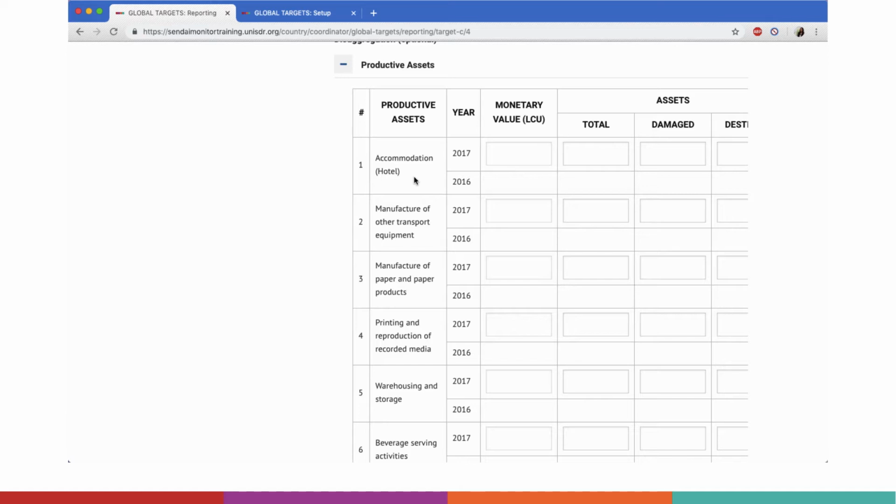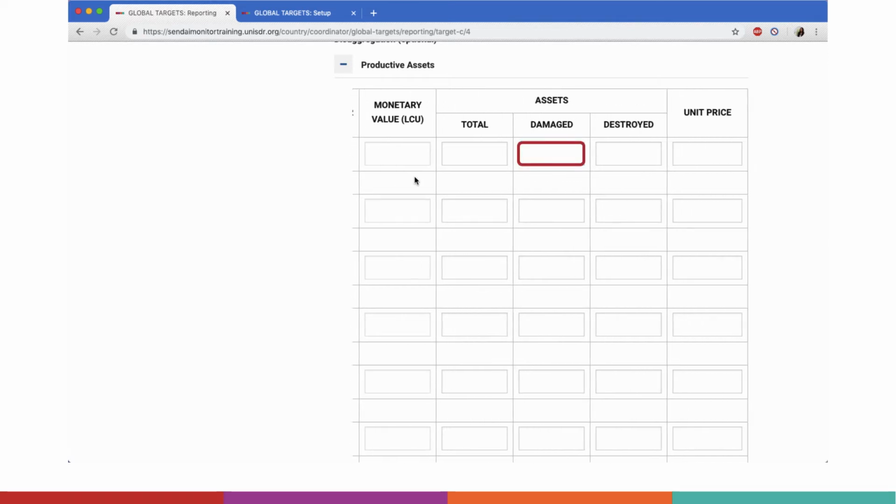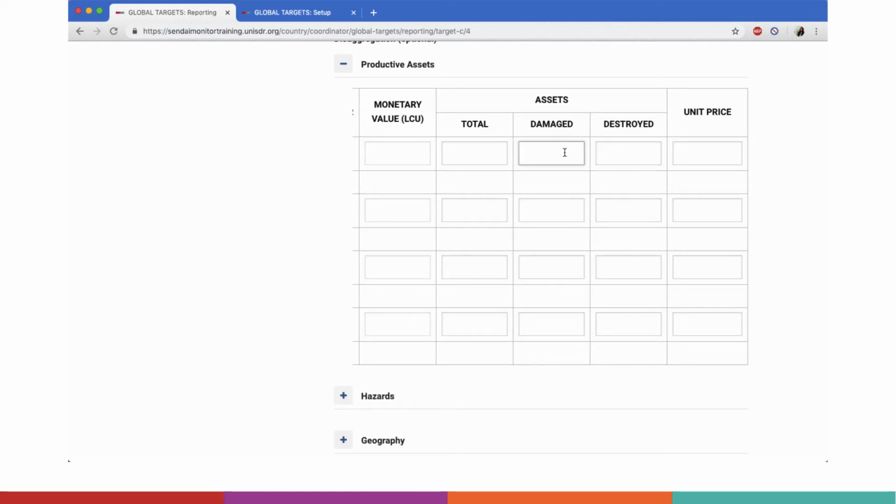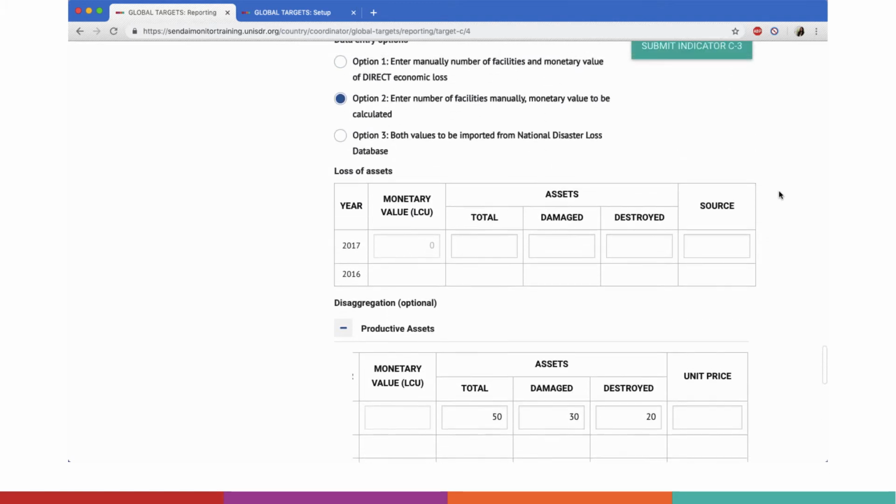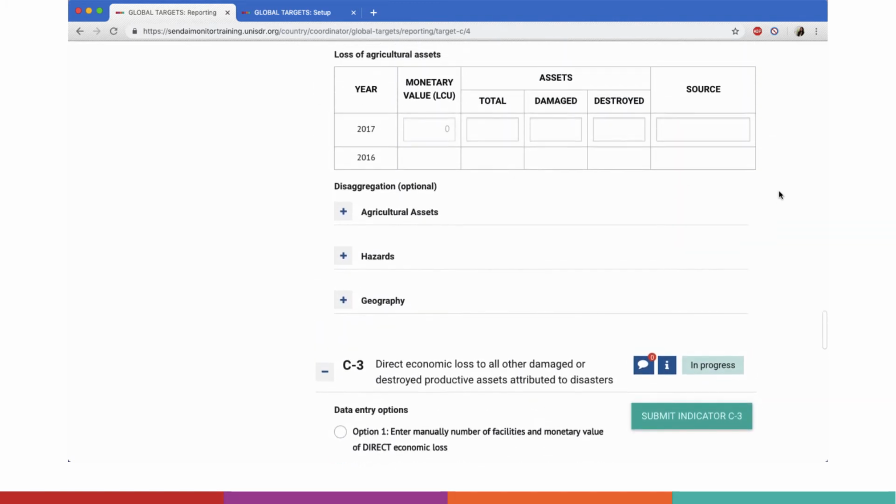However, it is recommended that you consider additional disaggregation like size of hotels, as well as whether they were damaged or fully destroyed assets reported under C3. Ideally, the disaggregation should add up to the total assets inputted into this box, but the disaggregation can be used to track a select number of sectors or productive assets. Please note that agricultural productive assets must be reported under C2LA.